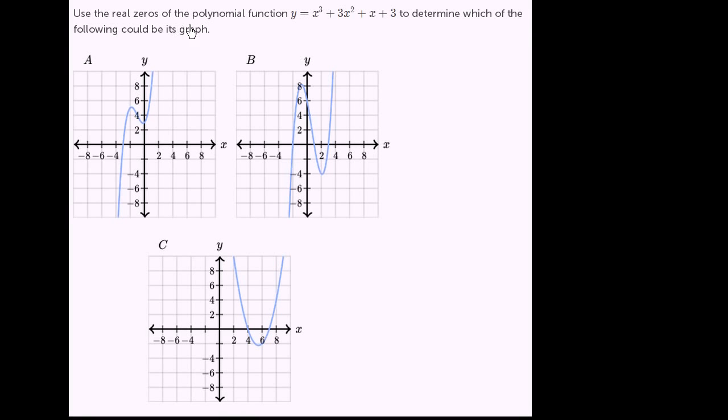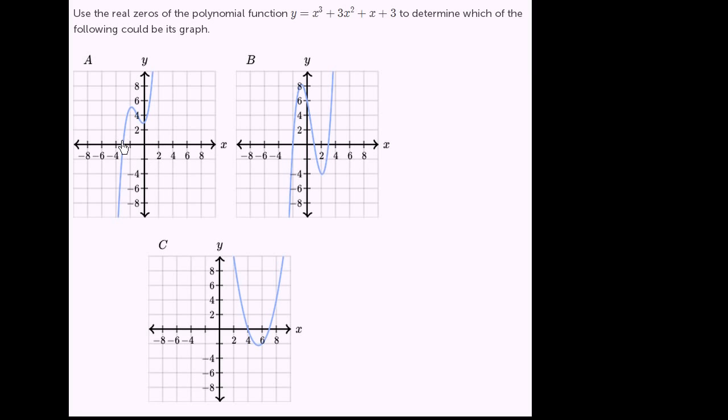Use the real zeros of the polynomial function y is equal to x to the third plus 3x squared plus x plus 3 to determine which of the following could be its graph. So there's several ways of trying to approach it. One, we could just look at what the zeros of these graphs appear to be, and then see if this function is actually 0 when x is equal to that.